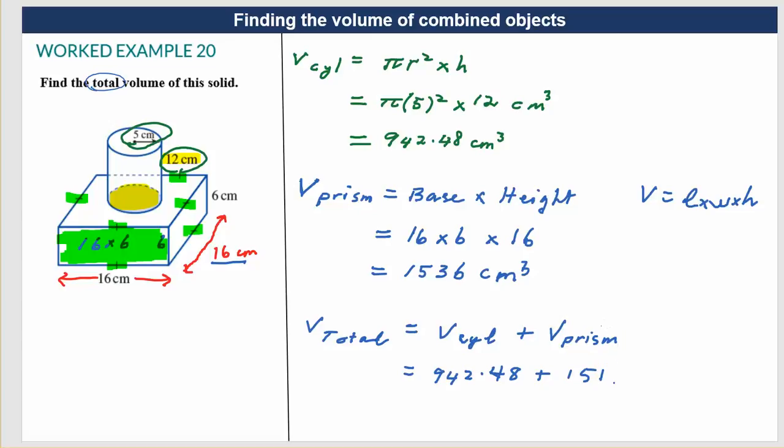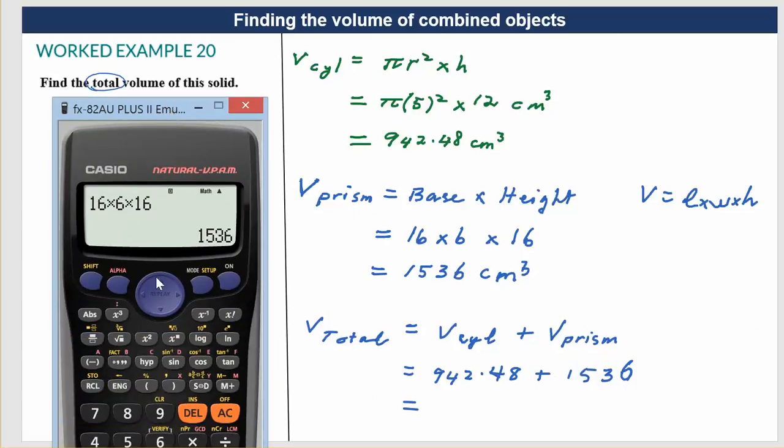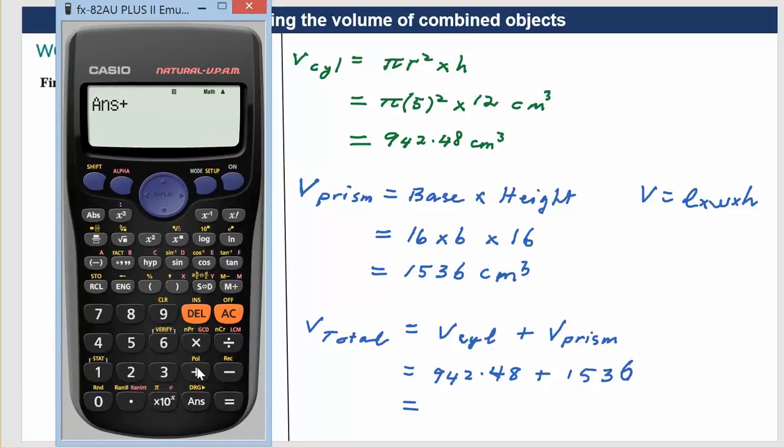A lot of problems with the pen here. Okay, we're almost there. And let's just go to our calculator. Add them together. There it is, 1536 plus 942.48 equals 2,478.